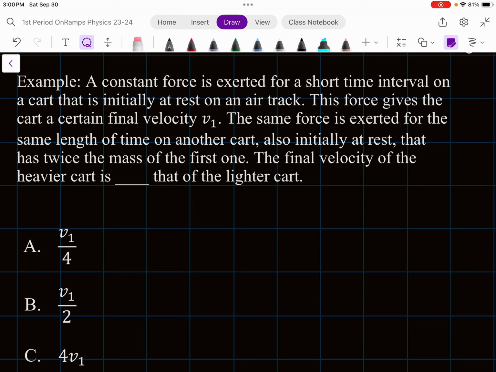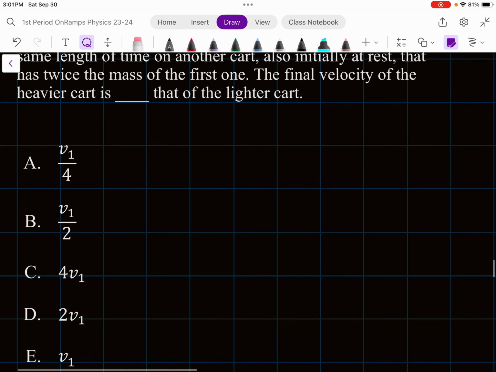This one says a constant force is exerted for a short time interval on a cart that is initially at rest on an air track. The force gives the cart a certain final velocity v1. The same force is exerted for the same length of time on another cart, also initially at rest, that has twice the mass of the first one. The final velocity of the heavier cart is blank, that of the lighter cart. And then we have options here.